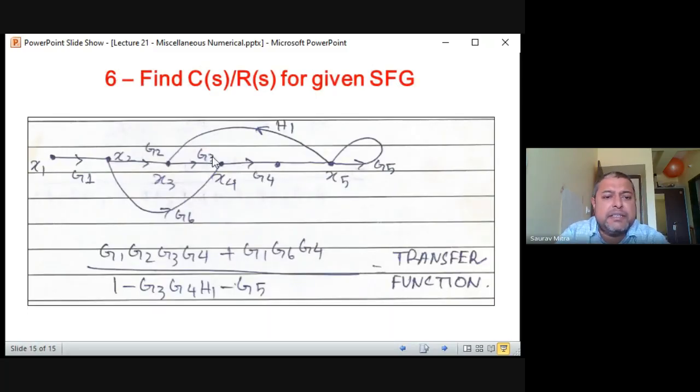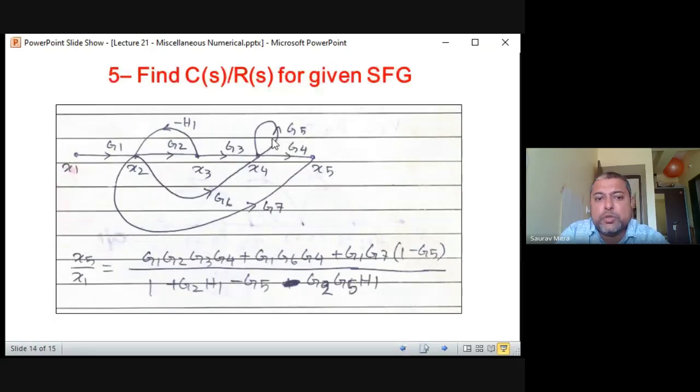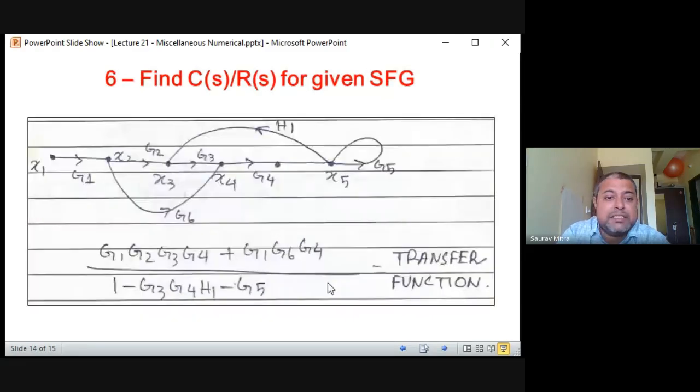Same thing here. Here you are finding that this is one loop, G3, G4, H1, and this is minus because this is a positive feedback, and this G5 is also positive feedback. That's why it is minus G5. Plus something we are not writing because in this case, this loop and this loop are touching. In the previous case, this loop and this loop were non-touching, hence this fourth term had come in the denominator. But in this case, one loop has gain G3, G4, H1 with minus, and another loop is minus G5. Their gain multiplication has not come because this X5 node is common between these 2 loops.